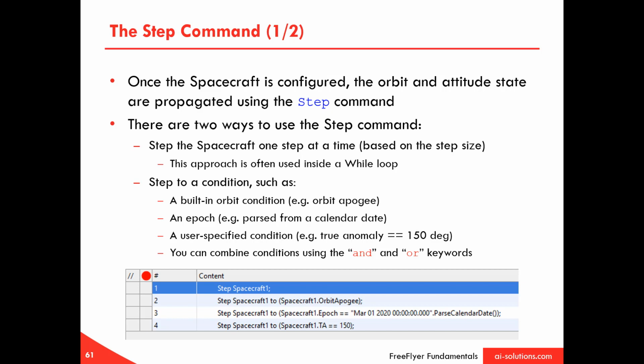The second way to use the STEP command is to step to a condition, such as an orbit condition that exists built in on the spacecraft object, like stepping to the spacecraft's orbit apogee or perigee. You can also step to a specified epoch, or other condition that you specify, such as true anomaly equals 150 degrees. And then you can also combine different stopping conditions using the and or keywords.